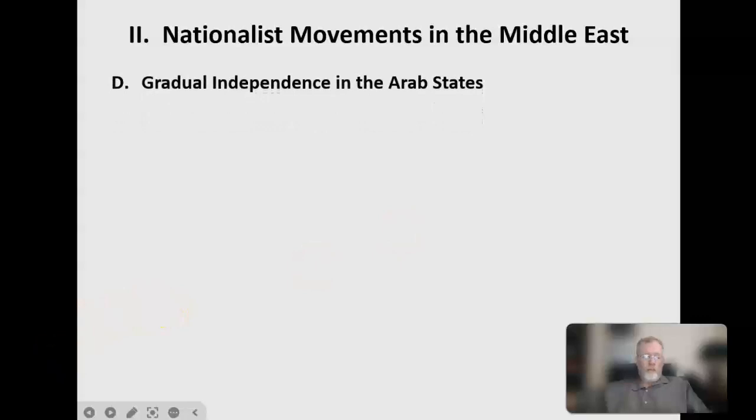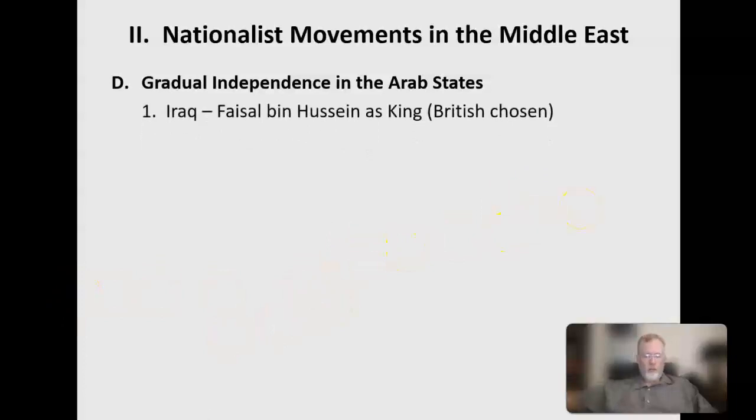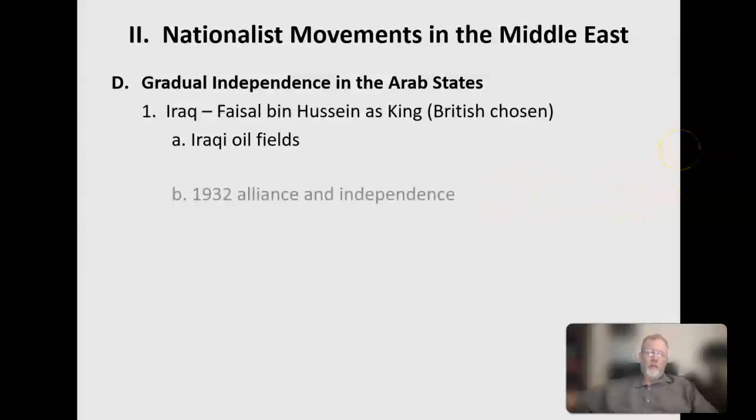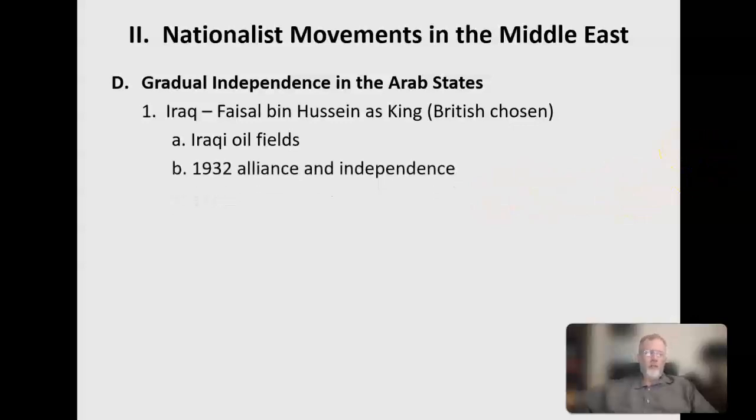All right, gradual independence in Arab states. We see states in the Middle East, Arab states especially, becoming more independent, generally because England and France simply didn't have the ability to control them. The British chose Faisal bin Hussein to be the king of Iraq. Faisal worked closely with the British government and accepted British control of the Iraqi oil fields. The king gained the support of the people and became a popular king. By 1932, Faisal had secured Iraq's independence by agreeing to a long-term military alliance with the British, which extended all the way into the 1990s.